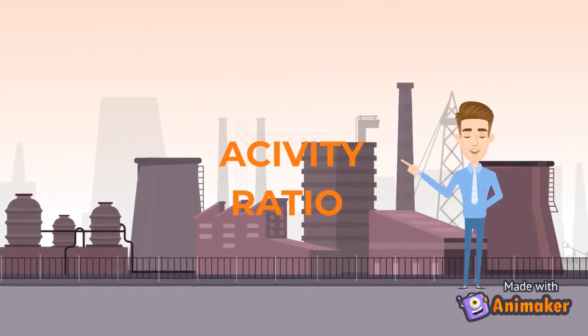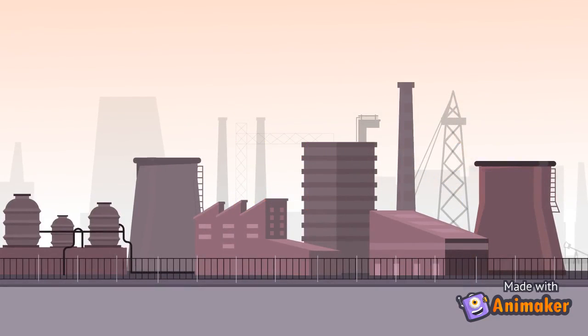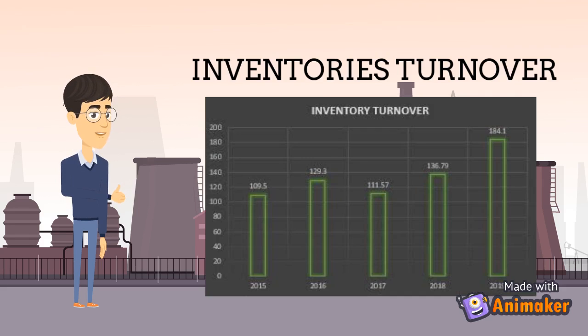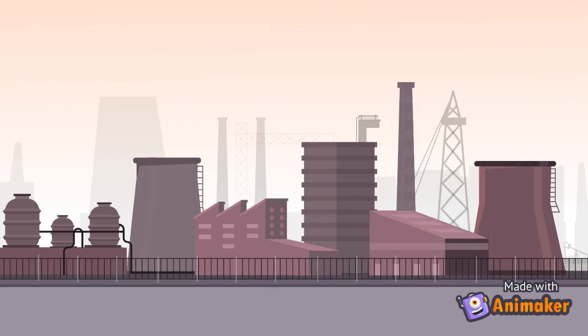Now we are going to learn about the activity ratio of POS Malaysia. The first activity ratio that we're going to see is the inventory turnover. Inventory turnover is the cost of goods sold divided by inventory. It measures the effectiveness of inventory management practice. From 2015 to 2019, the inventory turnover shows a high increase from 109.5 to 184.1 in 2019. This shows that POS Malaysia is effective in managing its inventories.